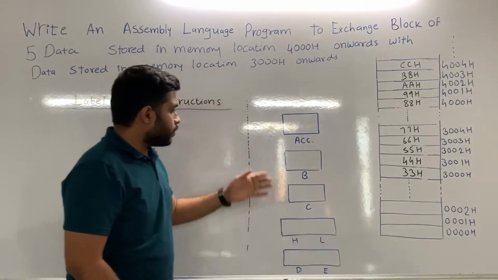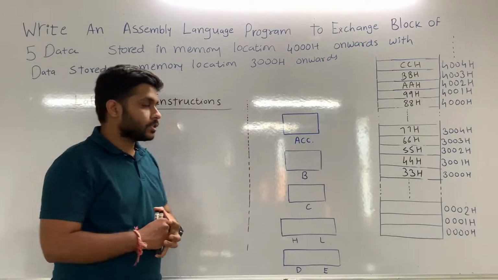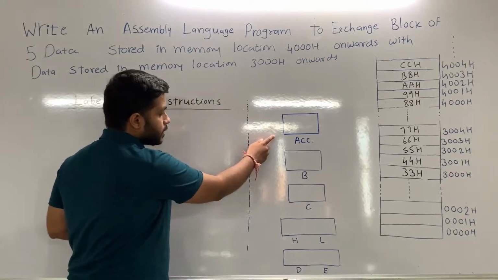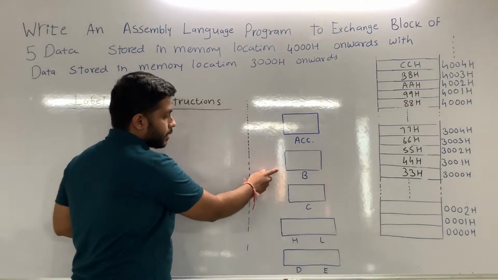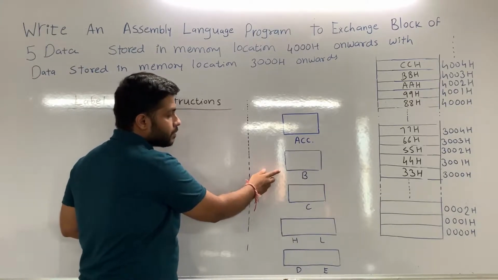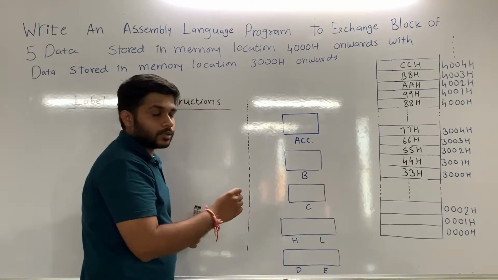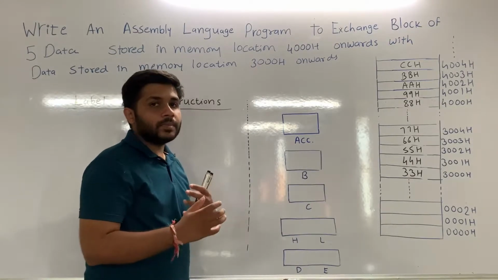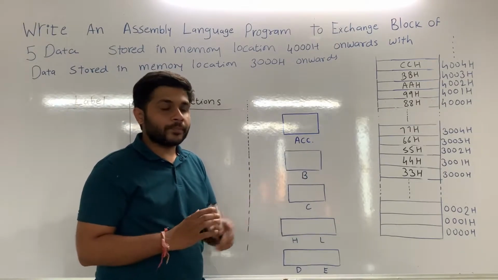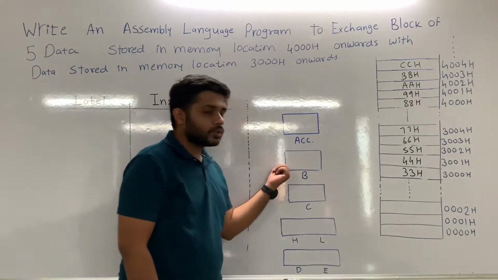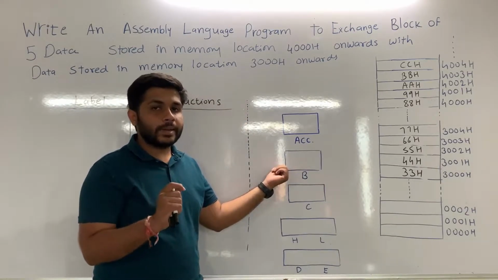Now for this program, we have to use these many registers. The first one is the accumulator, then there is a register B. We will use register B as a temporary register. To exchange data, we need some temporary register to store. So the register B is used to store the data temporarily.